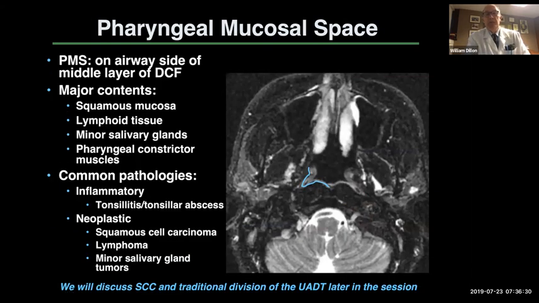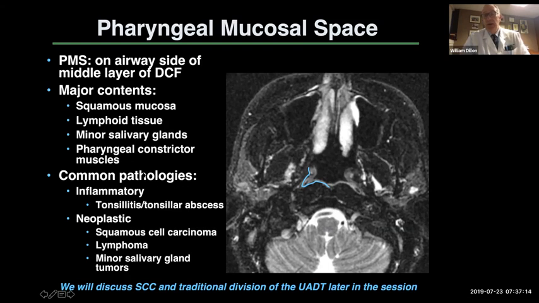So let's talk first about the pharyngeal mucosal space. This is the mucosa that hangs from the skull base down. Of course, it's how we breathe through the nose and swallow. Up in the nasopharynx it consists of a thin, high signal intensity rim on MR scanning. You won't see this on CT scanning. Its major contents include squamous mucosa, some lymphoid tissue, and minor salivary glands, and it is surrounded by the pharyngeal constrictor muscles, shown here on MR scan right here as a dark signal.